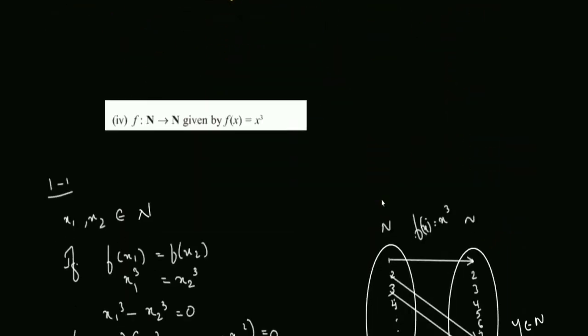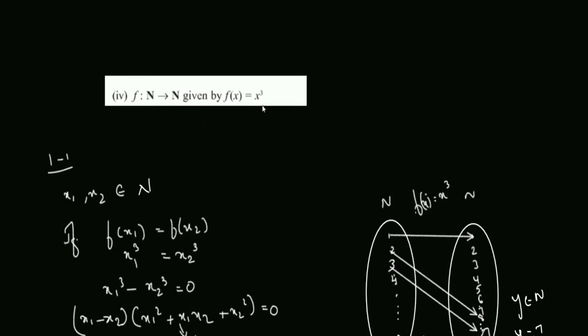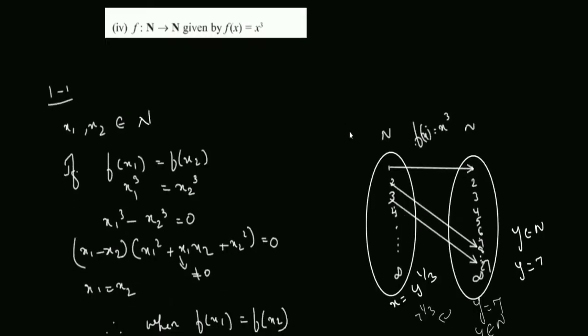Now we move on to the fourth question. f is a function from N to N. f of x is equal to x cube. Let us check whether it is 1 to 1. If you take 1, cube of 1 is 1. 2 cube is 8. 3 cube is 27. So different elements have different images. So the function is 1 to 1. Is it onto? No, because the range is 1 cube, 2 cube, 3 cube, etc. And the codomain is N. So range is not equal to the codomain. So it is not onto.